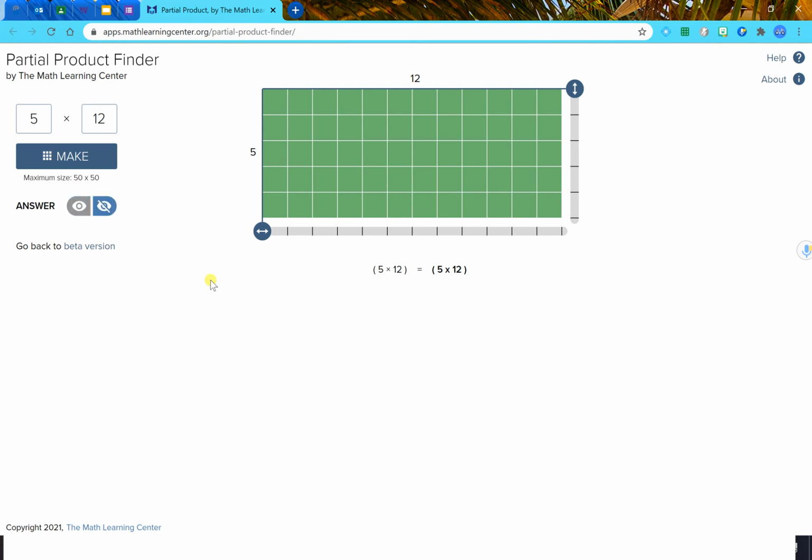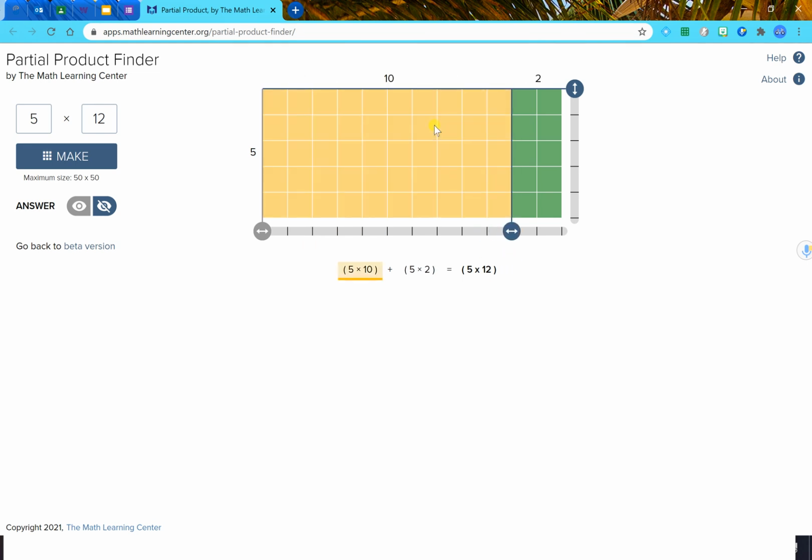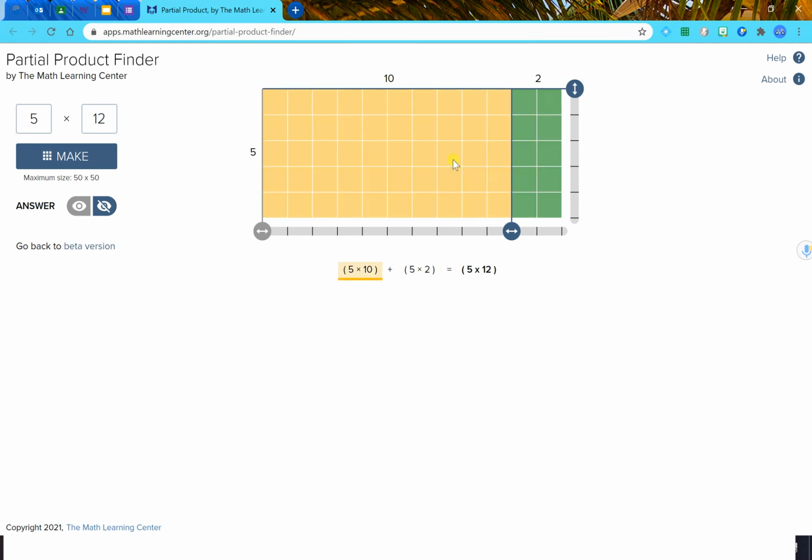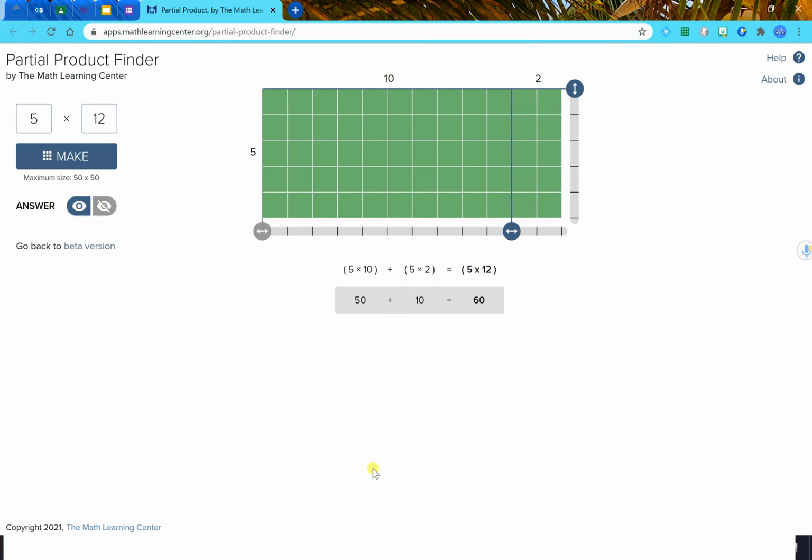Because I already left my answer key up. Well, 5 times 12. Well, I know that 12 is really 10 plus 2, and I know that 5 times 10 is 50. I know that 5 times 2 is 10, because 1, 2, 3, 4, 5, 6, 7, 8, 9, 10. So it should be 5 times 10 is 50, plus 5 times 2 is 10, which is 60. Let's see. Sure enough, 50 plus 10 equals 60.